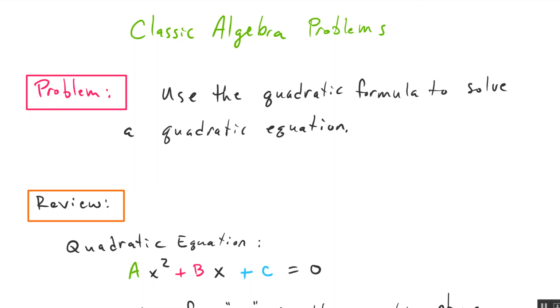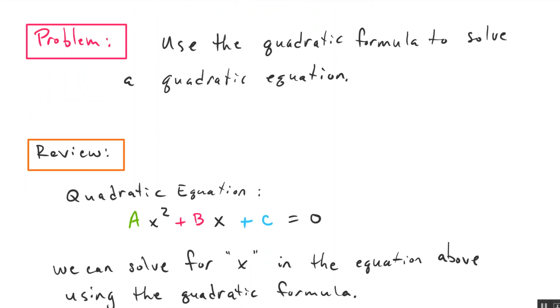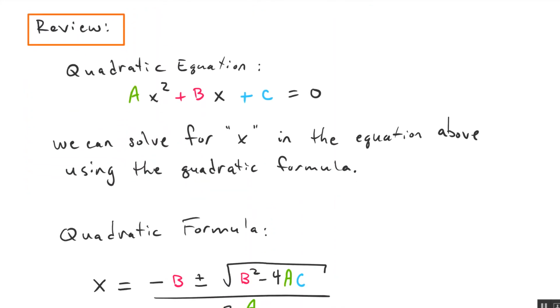Today we're talking about a classic algebra problem, which is using the quadratic formula to solve a quadratic equation. So just a little bit of a review. A quadratic equation is an equation with the form ax squared plus bx plus c equals 0. It's oftentimes called a parabola, and all the terms are taken to one side. This is called the standard form that I have here, ax squared plus bx plus c.